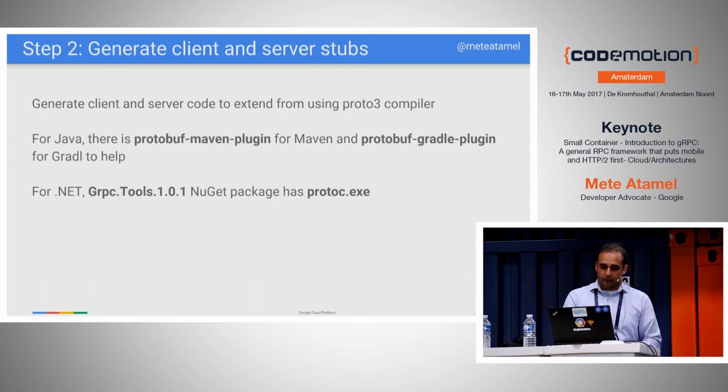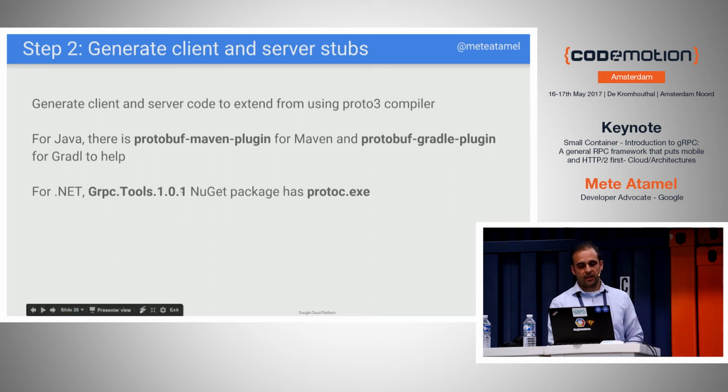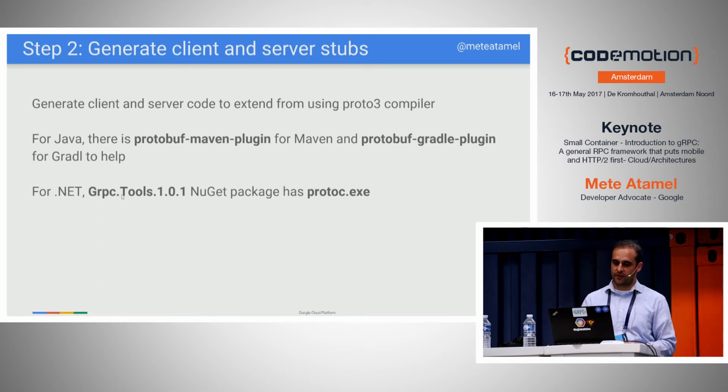Then from here, you will generate the code for client and server to talk. So if you are a Java person, you would use the protobuf Maven plugin for Maven, or there's also a Gradle plugin for Gradle people. So you just point Maven or Gradle to the service definition file, and from there you get the generated code. If you're a .NET person, you can get this gRPC tools NuGet package, and it does the same thing basically. It just generates code from the service definition.